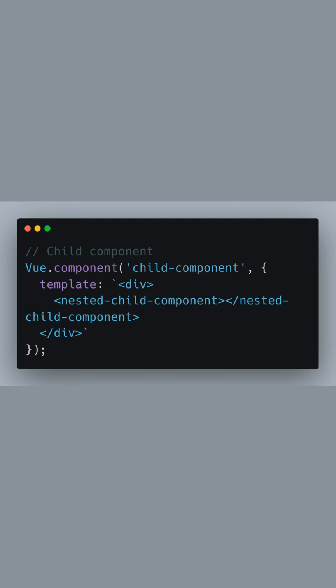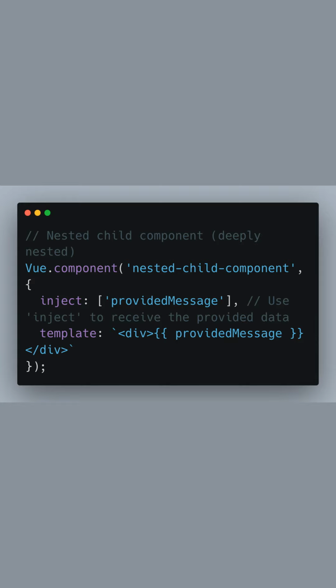provided by its ancestors. Finally, let's look at the nested child component, which is deeply nested and wishes to receive the data from its parent chain. To do this, it uses the inject option. By declaring inject as an array with the string provided message, it's demanding the provided data under that same key.